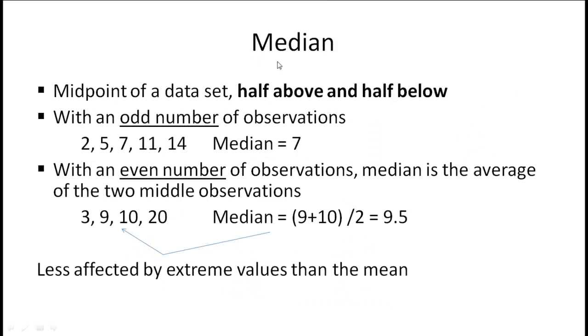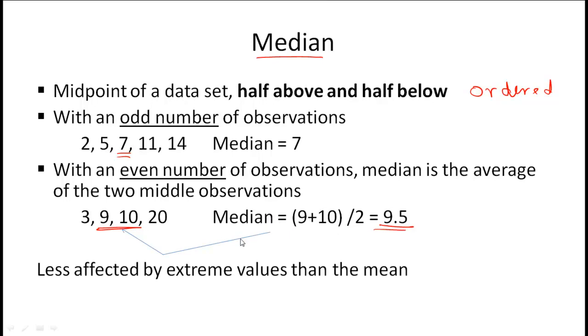Okay, another measure of central tendency is the median. The median is simply the midpoint of a data set, where half your data is above and half your data is below. This is once you have ordered or arranged the data. So with an odd number of observations such as this, first thing you do is arrange from low to high, 2, 5, 7, 11, 14, and then the median will simply be the middle number. With an even number of observations, median is the average of the middle two observations. So here the middle two observations are 9 and 10. So the median would simply be the average of 9 and 10, which is 9.5.